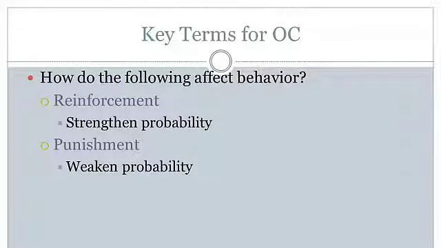That's a reinforcement. A punishment, on the other hand, is any outcome, any consequence that weakens the probability that that behavior will occur. So it decreases the amount of times that you will engage in that behavior because of this punishment. So remember, reinforcement increases the likelihood that the behavior will occur again, whereas a punishment will decrease the probability that the behavior will occur.